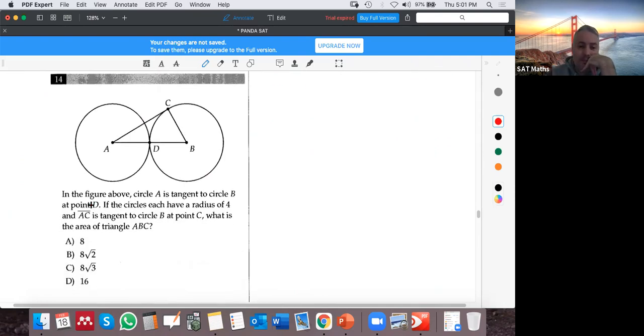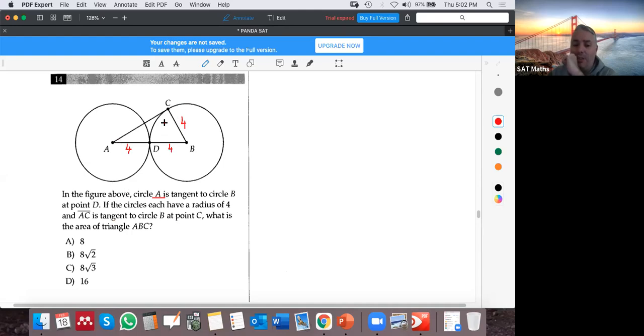So, in the figure above, circle A, that means center is at A, tangent to circle B, it's good. That means there is no gap between them. And they have each 4. So let us directly write. It's better to write so we can see the big picture. And AC is tangent to circle B.